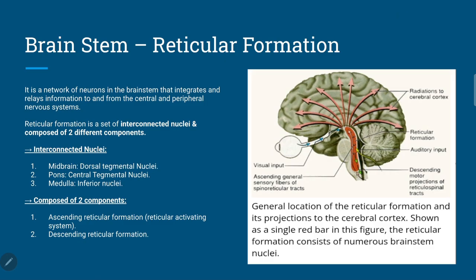Now we're going to look at the reticular formation. It is one of the important topics to remember. So the reticular formation consists of a network of neurons in the brainstem that integrates and relays information to and from the central nervous system and peripheral nervous system.